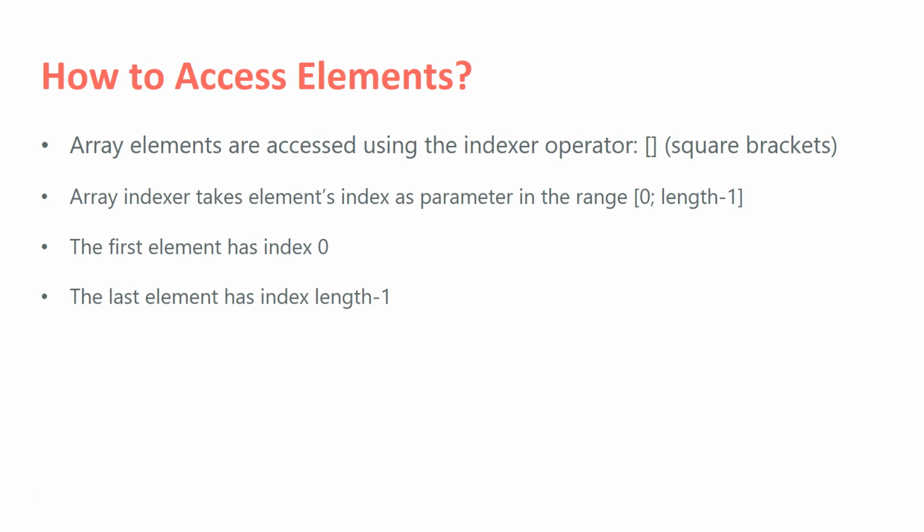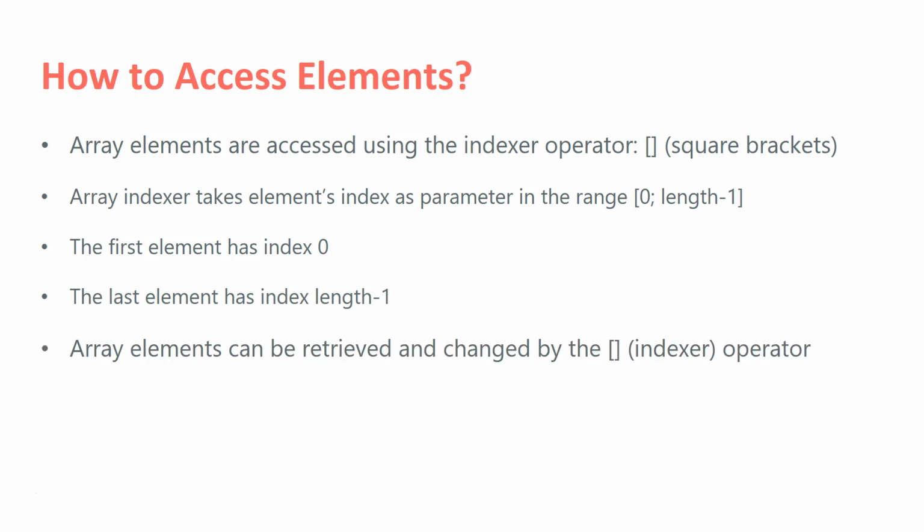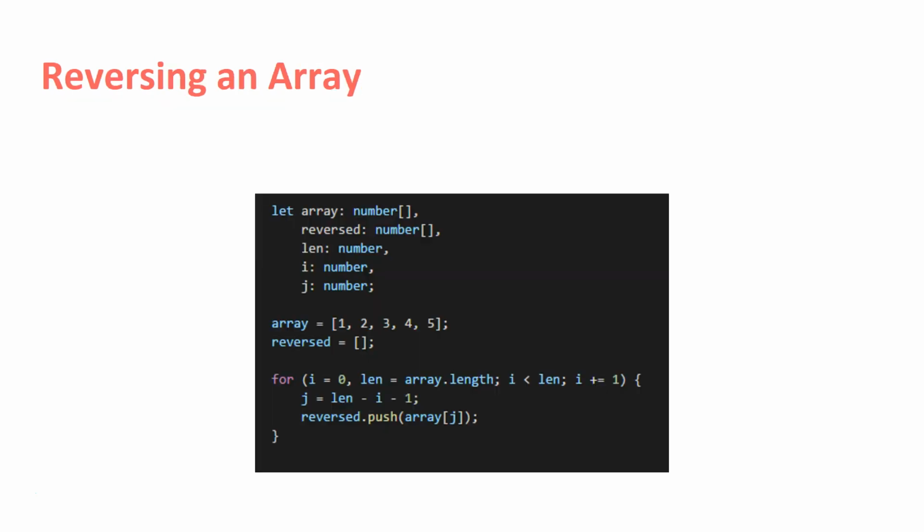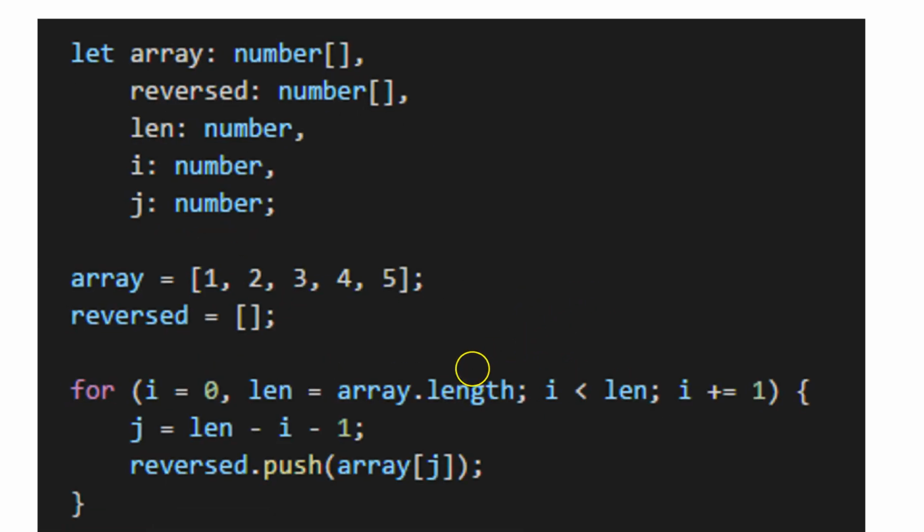The first element has index 0 and the last element has index length - 1. Array elements can be retrieved and changed by the indexer operator. Let's see an example of how we can reverse the elements of an array.